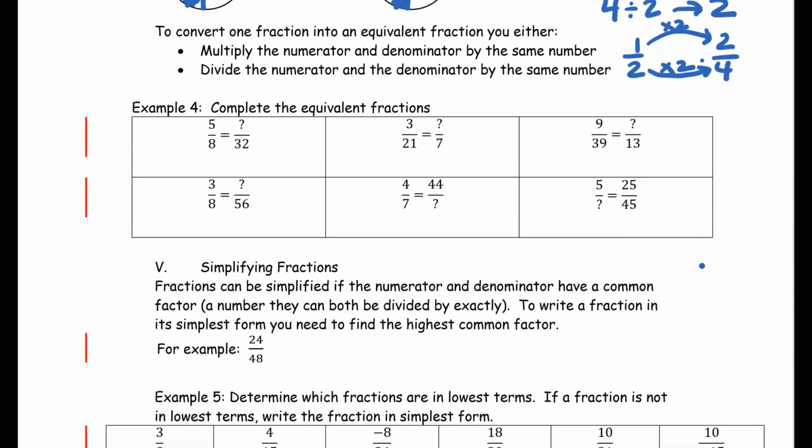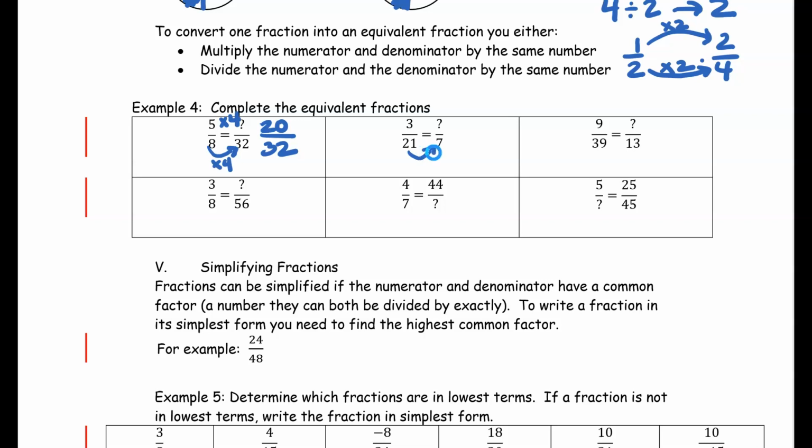So for 5/8, I really want to focus on this 8 here because I know I can compare that to the 32. So I could ask myself 8 times what gives me 32, or I could say 32 divided by what gives me 8. I'm going to go this way because multiplication is a little bit simpler. So for me anyway, so 8 times 4 is 32. So then I just have to do 5 times 4 is 20. So 20 over 32 is the same thing as 5/8.